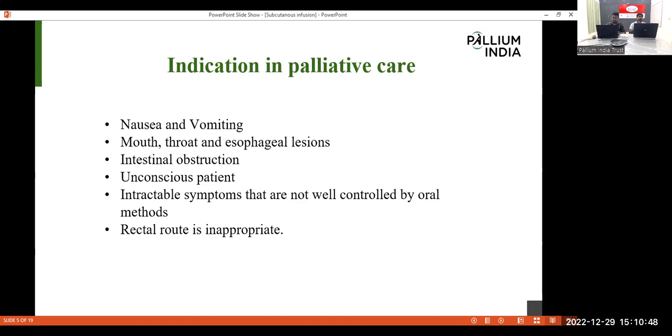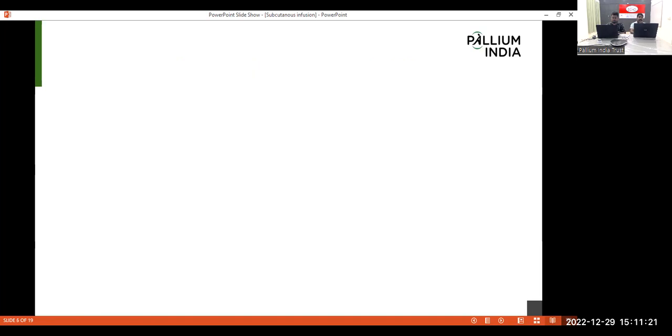So in the rectal route, if the patient already has any piles history or any bleeding history or any cancerous condition related to the anal region, or CA rectum, in such situations we cannot give that type of medicines rectally. Or if the patient is not willing to take rectally, due to any shyness or privacy problem, in such situations we cannot give rectally. So we can give the injection form of medicine subcutaneously.